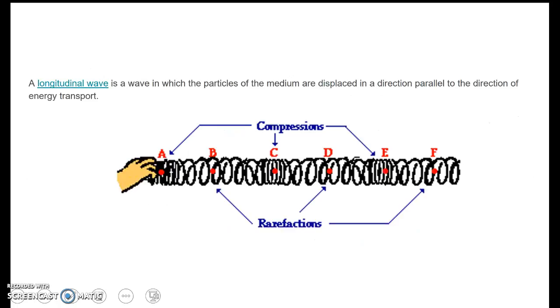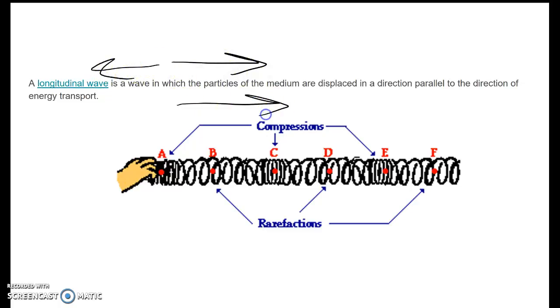So with longitudinal waves, the particles in the medium, as you recall, move back and forth, and then the wave goes in that direction. So they stay parallel to each other. So you got here, where the wave particles are close together, that's called a compression. And then where the wave particles are spread apart is called a rarefaction.